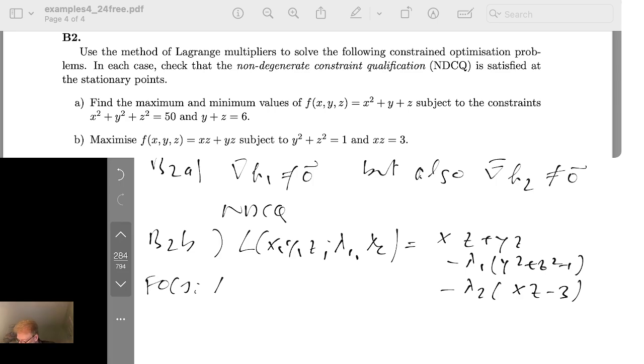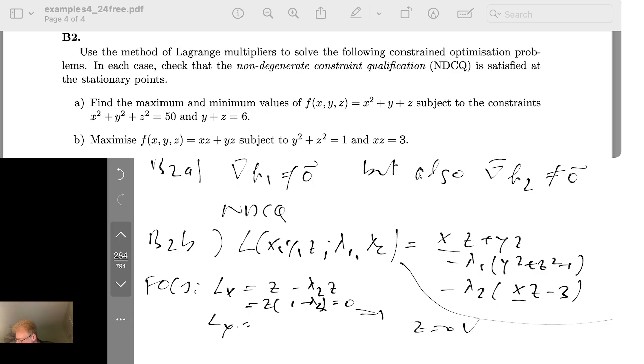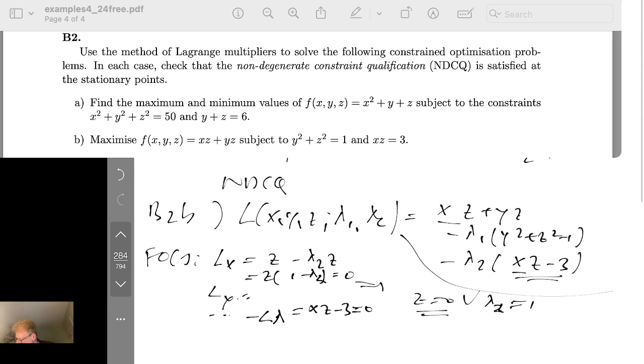and the first one, Lx, gives you z, there's an x here and there's an x here, so minus lambda 2 z is 0, so z times (1 minus lambda 2) is 0. Of course you have to write down the other ones, but this one immediately gives you z is 0 or lambda 2 is 1. But z is 0 is not allowed, because then xz minus 3 is 0 gives minus 3 is 0, so this one is not allowed, so we need to go for another one.